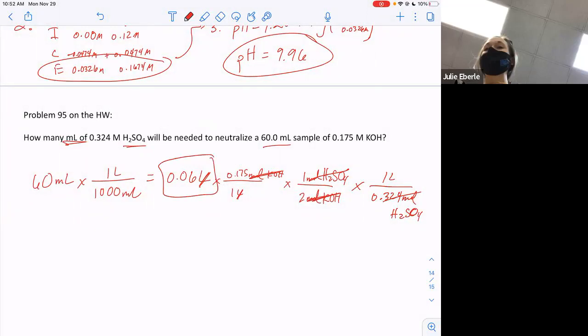So what I'll end up with, I'll start here. I got 0.06 liters times the 0.175 divided by 2 divided by 0.324. I don't want to cross out 0.324, just the moles. Divide by 0.324. What do we get for the volume? It'll be in liters right now, and we can convert to milliliters at the end. 0.06 times 0.175 divided by 2 divided by 0.324.